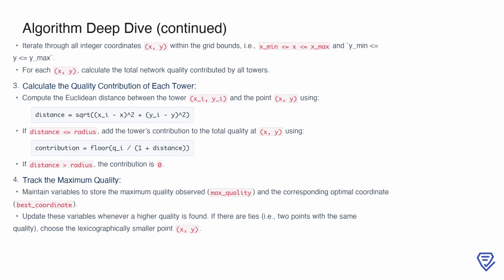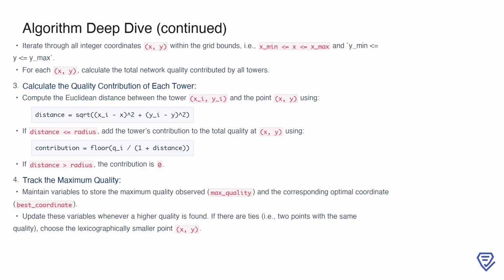Once the grid bounds are established, the next step is to iterate through all integer coordinates within this range. For each coordinate, x, y, we calculate the total network quality contributed by all towers. To do this, we compute the Euclidean distance between the tower, x_i, y_i, and the current grid point, x, y, using the formula sqrt((x_i - x)^2 + (y_i - y)^2).